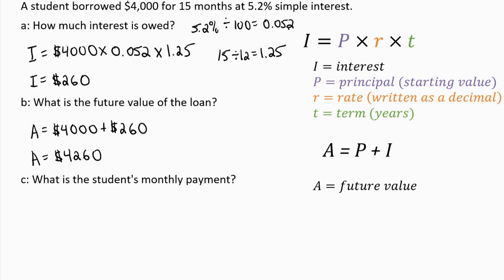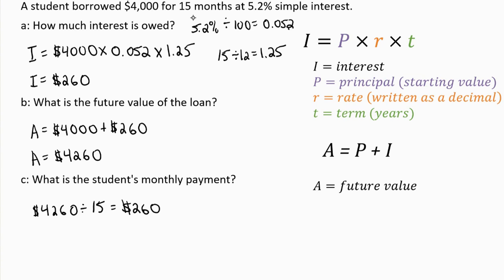And then C, what's the student's monthly payment? Well, we take that final value right there that includes the principal and the interest, and we divide it by all the months in that loan. So that's going to be 15. So we take 4,260, we divide it up by that 15, and that's going to be $260.